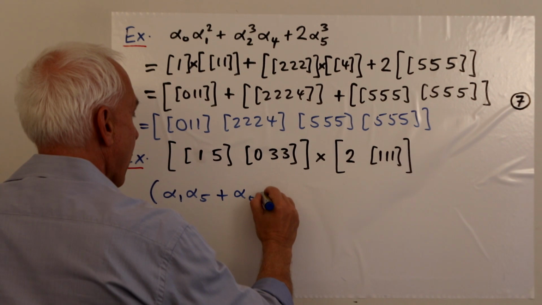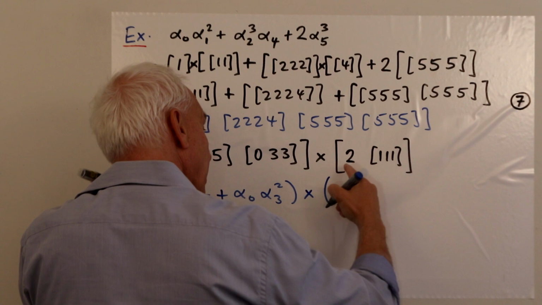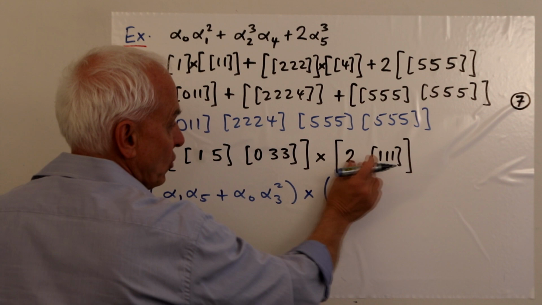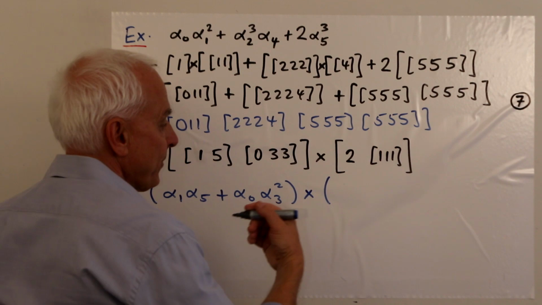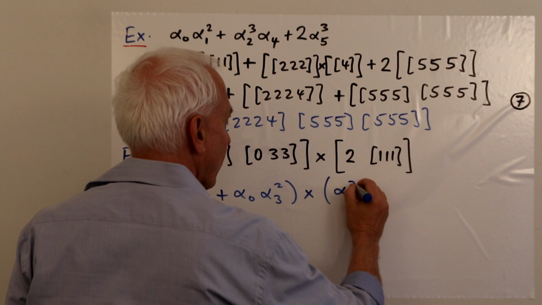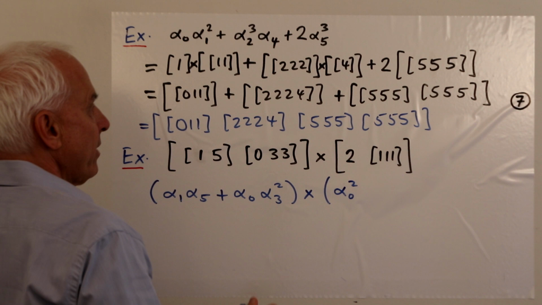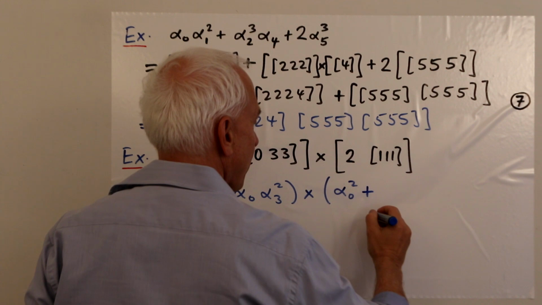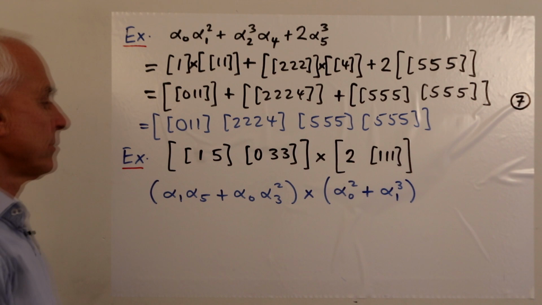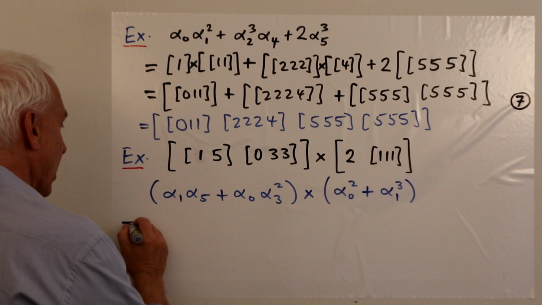Okay? And we have to multiply it by this thing here. This is a multi-number. And inside here we have a 2 and a multiset 1, 1, 1. So the 2 is corresponding to alpha 0 squared. And the 1, 1, 1, that's corresponding to, so it's plus alpha 1 cubed. Okay, so now let's go back to black and let's actually calculate this product using mset multiplication.